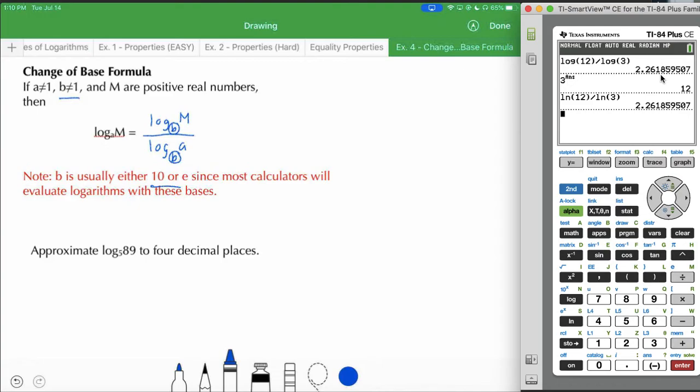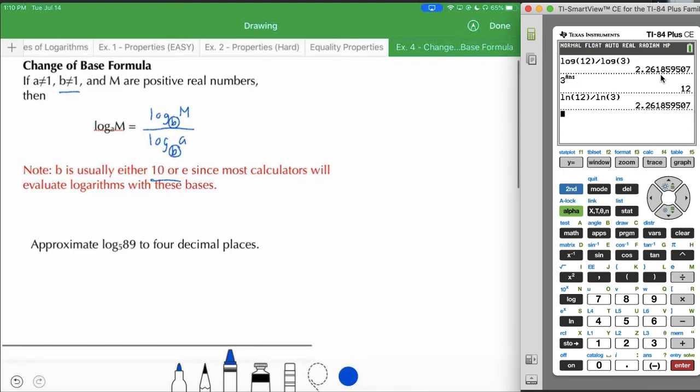Okay, so not sure if you really realize it right now, but this is a huge formula because it now allows you to evaluate any logarithm on your calculator, no matter what its base. Okay, let's approximate log base 5 of 89 to 4 decimal places. Okay, so kind of reason this out. 5 to what power equals 89? This answer is going to have to be somewhere between 2 and 3, because 5 squared is 25, 5 cubed is 125, and 89 falls in between those, right?